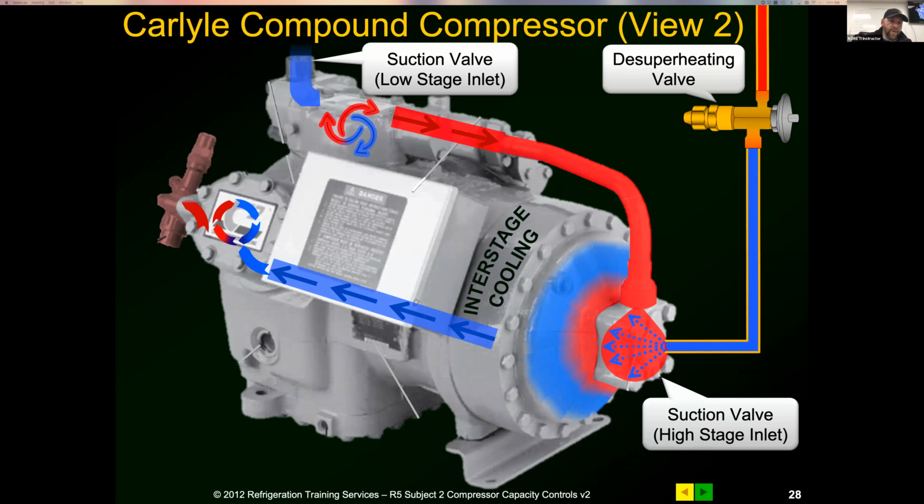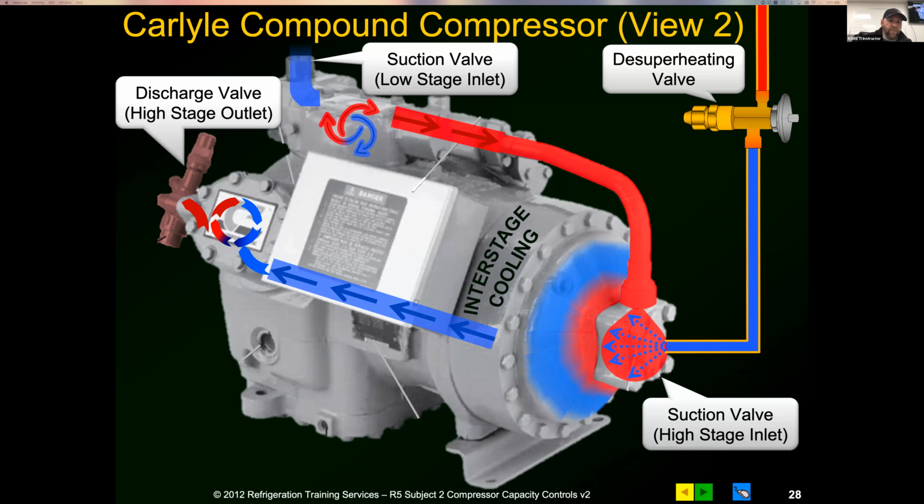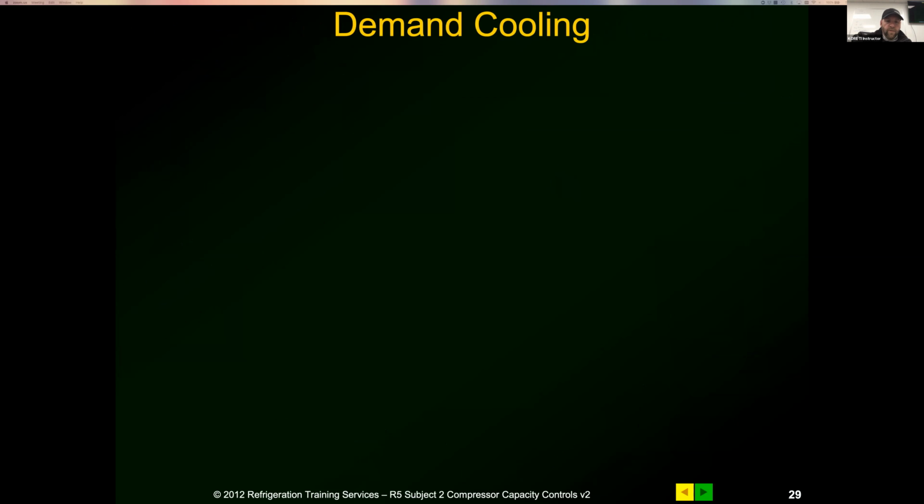Goes into the bell end, cools the windings just like a traditional refrigerant cooled compressor, and then goes through that second stage or high stage, and then discharges out of the compressor. Does anybody have any questions on this? Don't be afraid of these compressors. They're actually a lot of fun to work on.